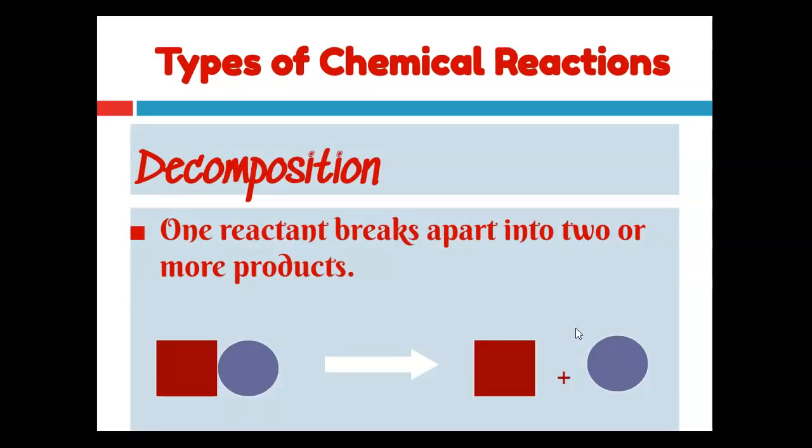The second type that we need to look at is decomposition. This looks like one reactant breaking apart into 2 or more different products. So I start with one compound and it breaks apart and I have more than one product. So the thing to look for is only one compound listed on the reactant side and it breaks apart into several things. It could be 2, it could be 4. But the thing to look for is only one kind of reactant.